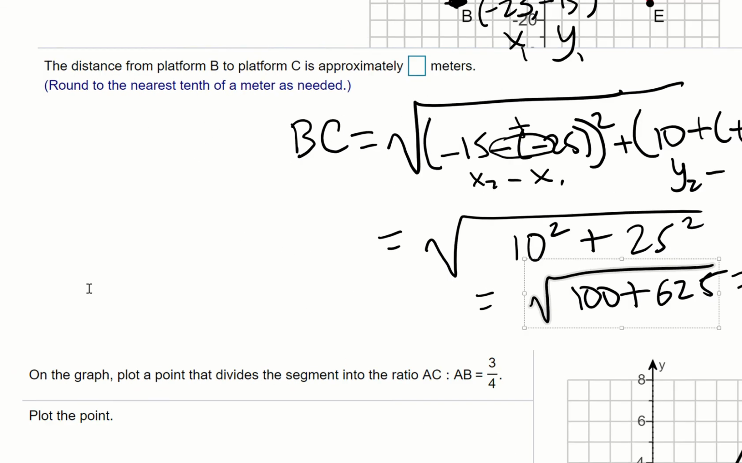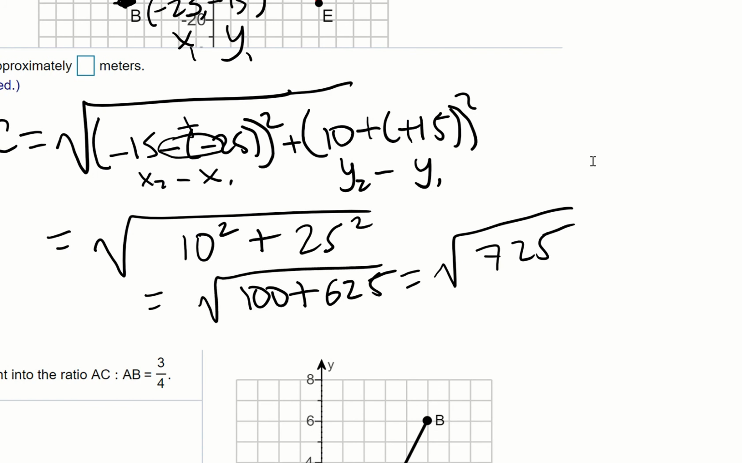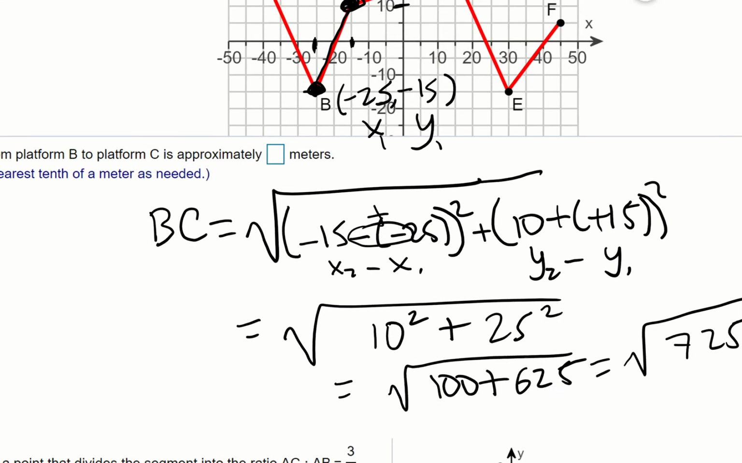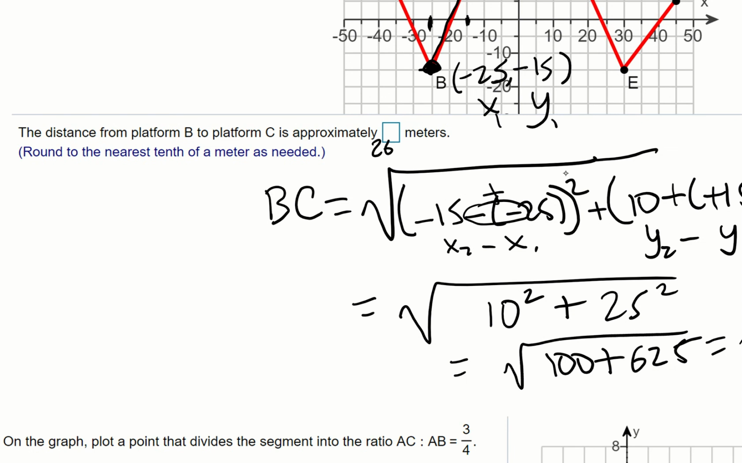And so they want us to round it to the nearest 10th. So we'll do this on the calculator. So then we'll have 26.9 because we're going to round it to the nearest 10th. So 26.9 meters.